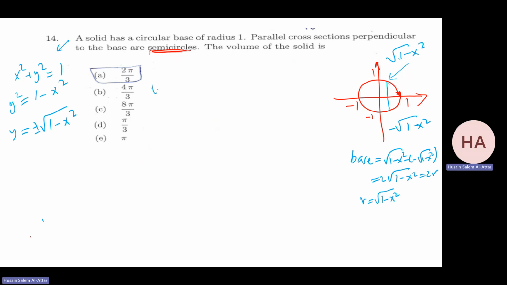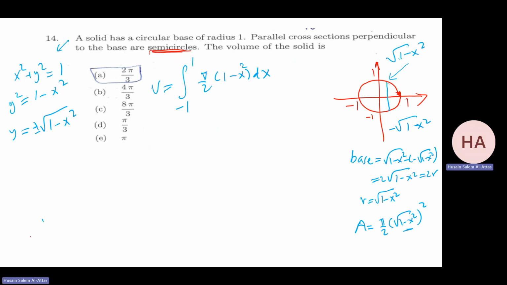Now I have a small circle, so the area will be what? Pi over 2, r squared, which is this square. And from where to where? From minus 1 to 1. So the volume is the integral from minus 1 to 1, pi over 2, 1 minus x squared dx. This is an easy calculation. 1 minus x squared.